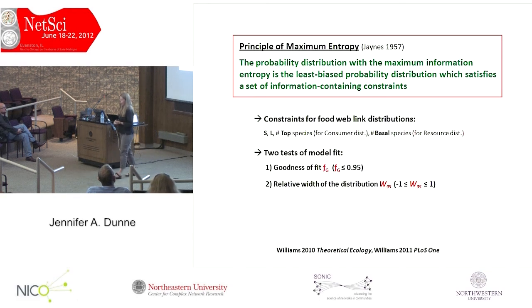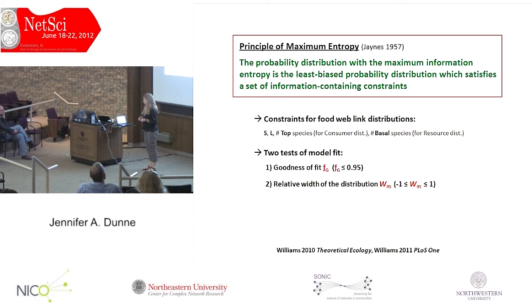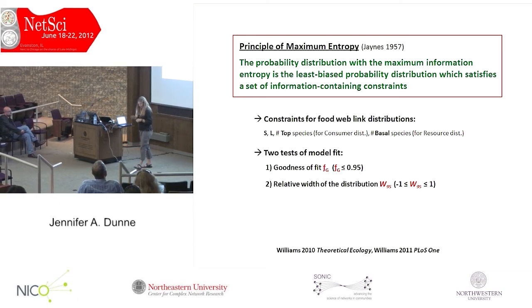The principle of maximum information entropy provides one way to think about a null model. This is work published by Rich Williams, who is here. The probability distribution with the maximum information entropy is the least biased probability distribution which satisfies a set of information-containing constraints. So you can use this approach to see if there's a null expectation given certain things that you know about a system, in this case, a food web network.